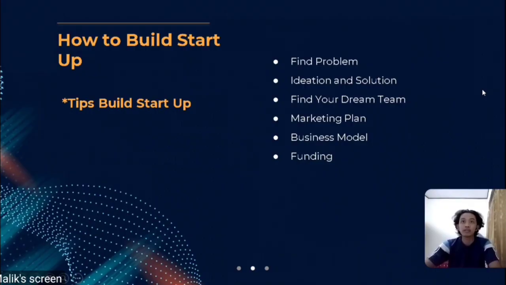Okay, next, how to build a startup. The first is find a problem. Find the problem that you actively want to solve, that you are best suited to solve, and that has significant opportunity built in. The second is ideation and solution. Make a brilliant ideation and solution to the problem that you found before, which can solve the problem and can develop into a startup. The third is find your dream team. You can team up with your friends. The number of people in your team should not be too big. Still, they should have a high level of inner motivation for the company's value creation.